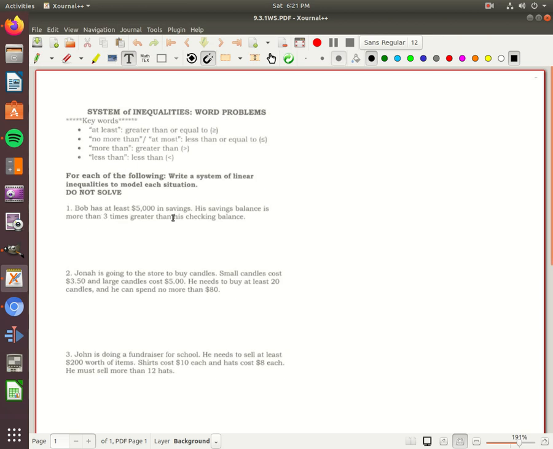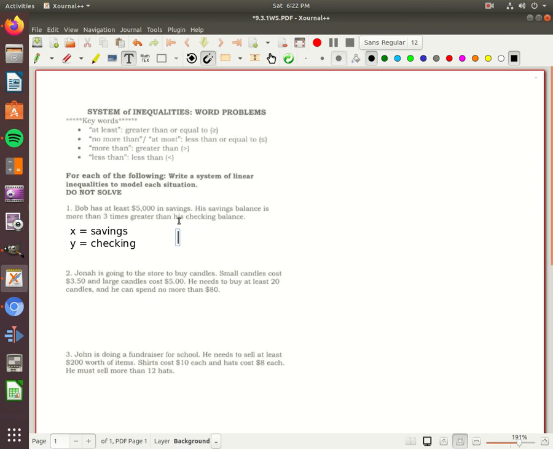Bob has at least $5,000 in savings. His savings balance is more than 3 times greater than his checking balance. So I still want you to define your variables. So I'm going to say that X equals the savings account. And I'm going to say that Y is equal to his checking account.